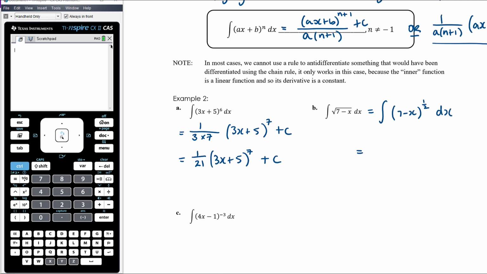Okay, so the antiderivative of that, we're going to have 1 over, so it's going to be a, which in this case is negative 1, multiplied by the power plus 1, so half plus 1 is 3 on 2. And it's 7 minus x to the power of 3 on 2. So we've got 1 over negative 3 on 2. Again, we're dividing by negative 3 on 2, which is multiplying by negative 2 on 3. Okay, so it's going to become negative 2/3 out the front there, times 7 minus x to the power of 3 on 2, plus c.